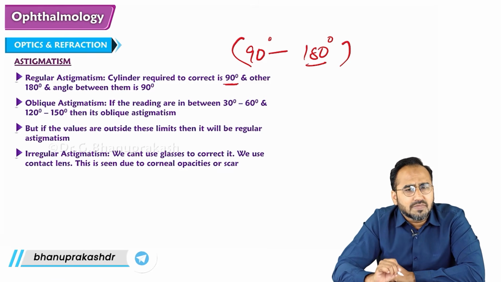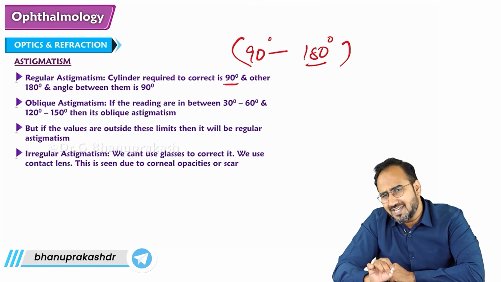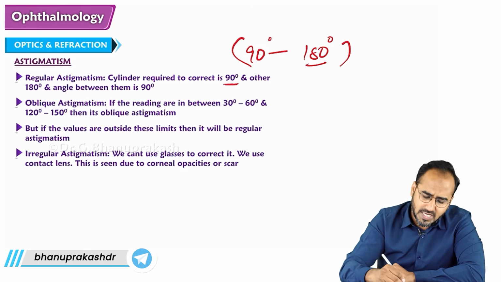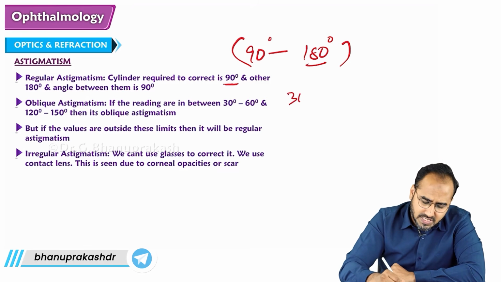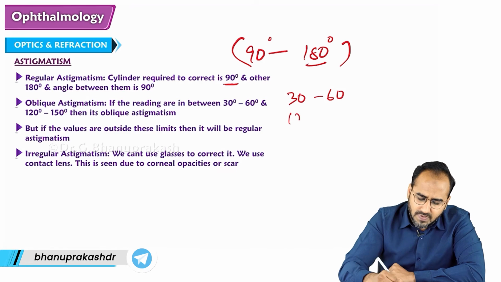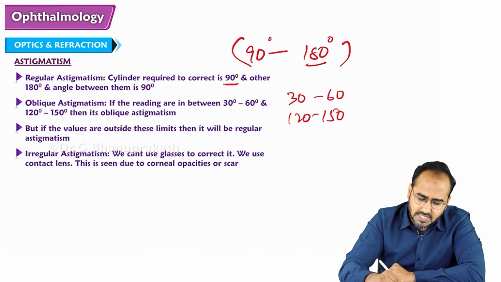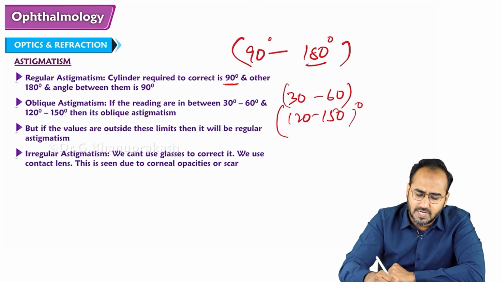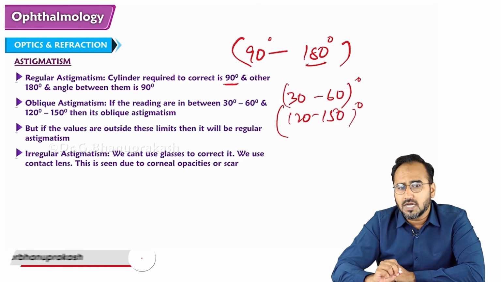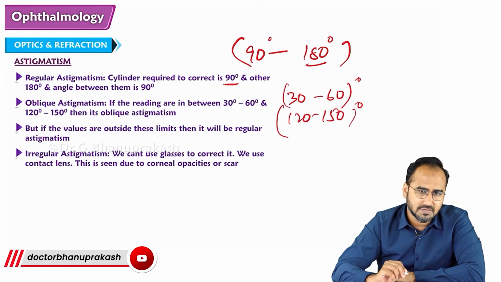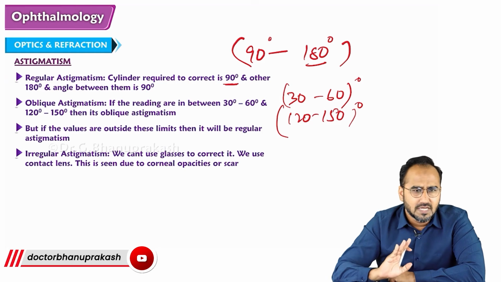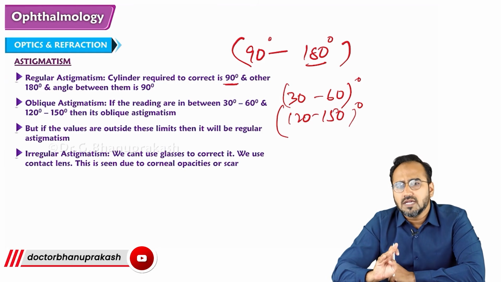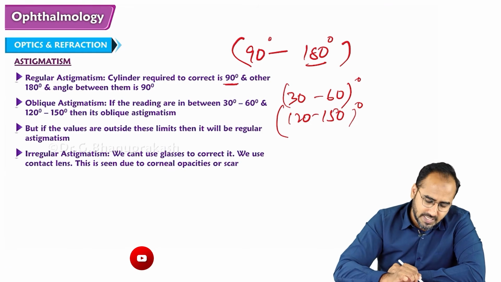Oblique astigmatism means the cylindrical glass correction required is in a degree of 30 to 60 or 120 to 150. In this range, 30 to 60 or 120 to 150 degrees, it is called oblique astigmatism. Regular astigmatism is there, oblique astigmatism is there, and the last astigmatism is what, guys?